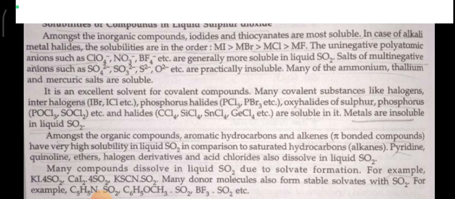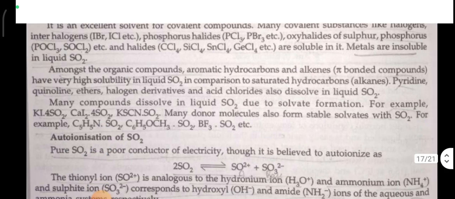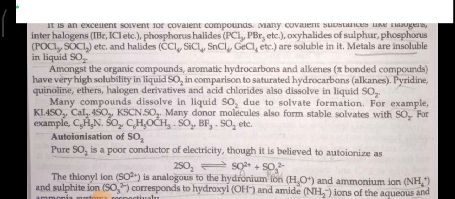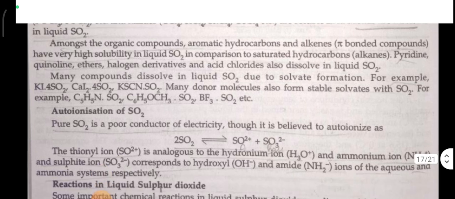It is an excellent solvent for covalent compounds. Many covalent substances like halogens, interhalogens, and phosphorus halides, oxyhalides of sulfur and phosphorus, and halides are soluble in it. Metals are insoluble in liquid SO2. Amongst the organic compounds, aromatic hydrocarbons and alkenes, the pi-bonded compounds, have very high solubility in liquid SO2 in comparison to saturated hydrocarbons, alkanes. Pyridine, quinoline, ether, hydrogen, halogen derivatives, and acid chlorides also dissolve in liquid SO2.